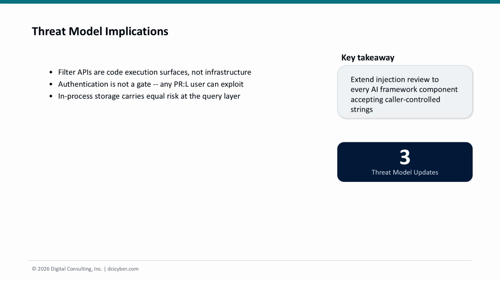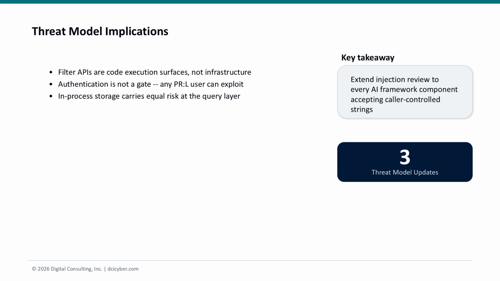Here's a test you can run in your next architecture review. Most teams review AI agent systems for prompt injection and output handling. Vector store filter APIs are treated as infrastructure, plumbing, not attack surface. This CVE establishes that filter interfaces mapping caller-supplied strings to host language objects are code execution surfaces, full stop. Authentication is not a sufficient gate. PR:L means any standard user can reach this surface, a trial account, a registered user, a compromised credential. Apply authorization at the filter parameter level with a static schema allow list, independent of authentication status.